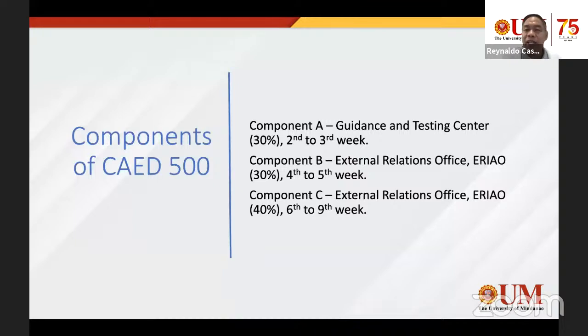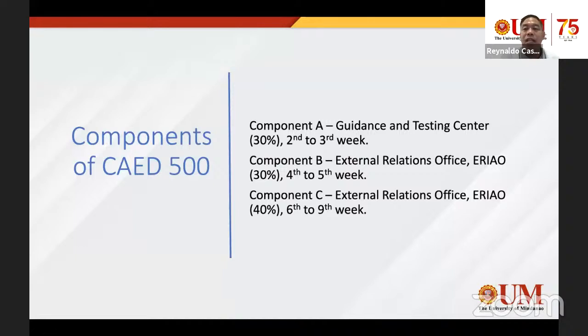Your CAID 500 has three components. Among other courses that you have in the university, your CAID 500 is also unique because it has three components and it's handled by several in charge, several coordinators. It was mentioned by Benji that your component A, Guidance and Testing Center, handles your component A, and that's 30% of your grade. For your component B and your component C, we're in charge of that. Your B is 30% and your C is 40%. No? So that's why you have to be worried about that.